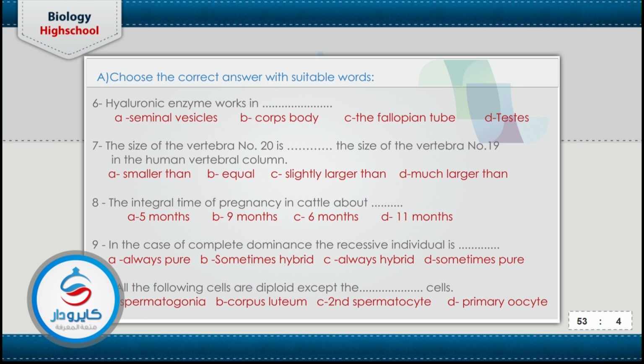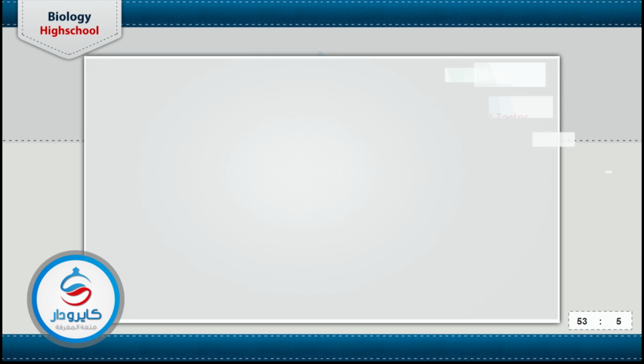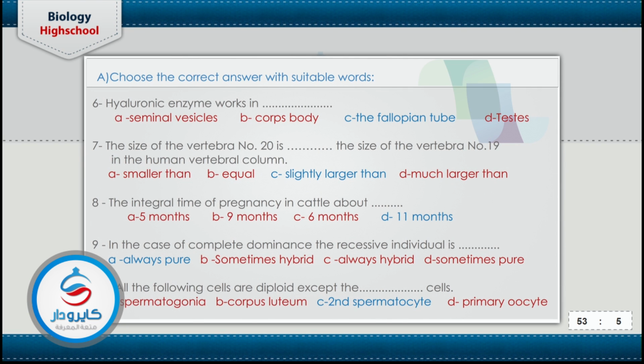That means all the following are diploid except: number A, spermatogonia, diploid; number B, corpus luteum, diploid; number C, the secondary spermatocyte. Of course, the secondary spermatocyte, spermatids, and sperm are haploid. So the right answer is number C. Also, number D, the primary oocyte, is diploid. That's the right answers of the questions from number 6 to number 10. The next question.